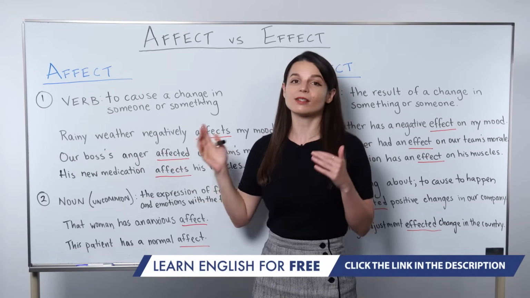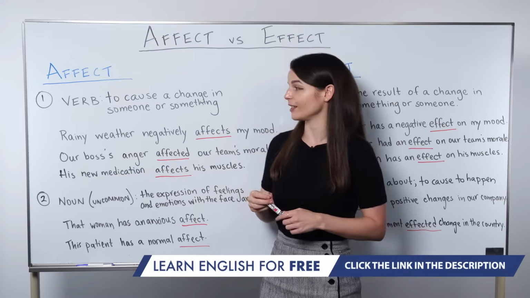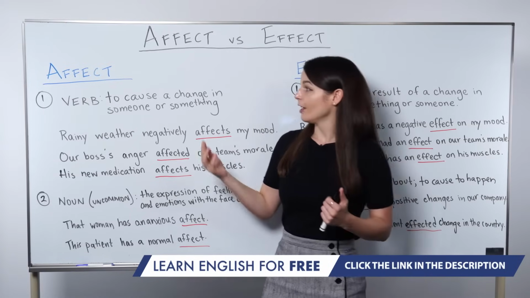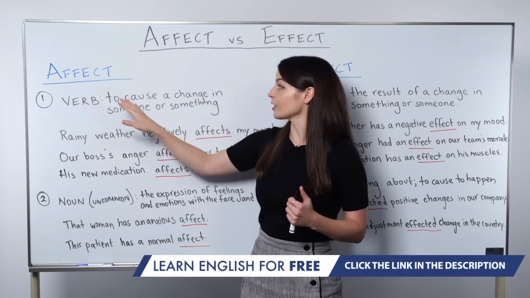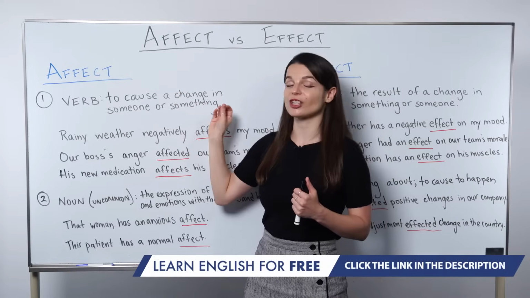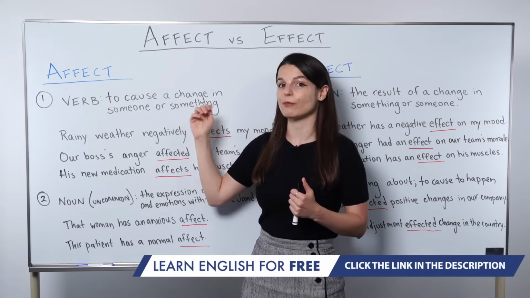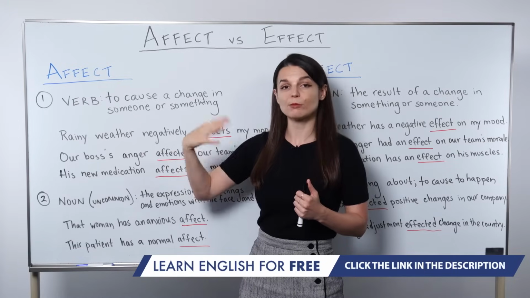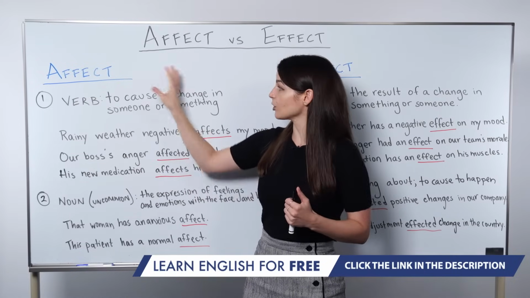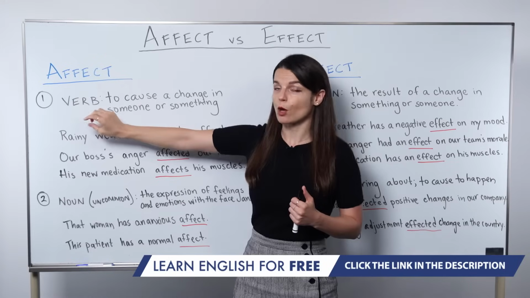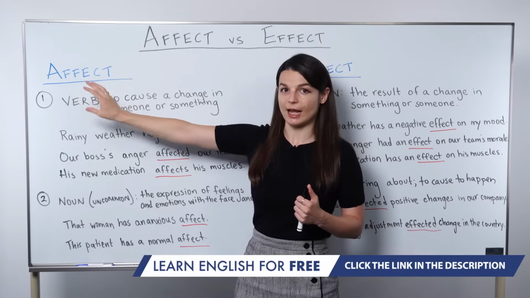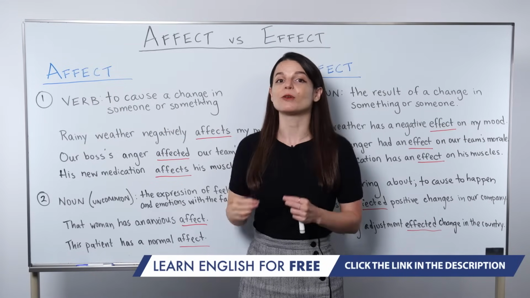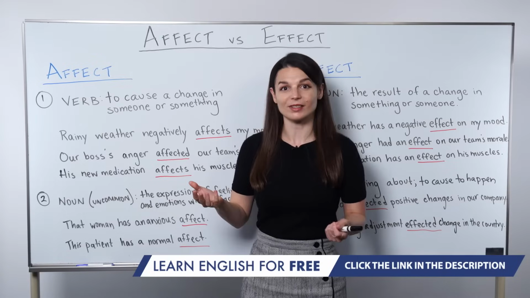First is the most common way of using this. It's as a verb. The verb affect means to cause a change in someone or something. So this causes some kind of transformation or some change happens, and we describe that in verb form with affect with an A. Let's take a look at a few example sentences that use this.